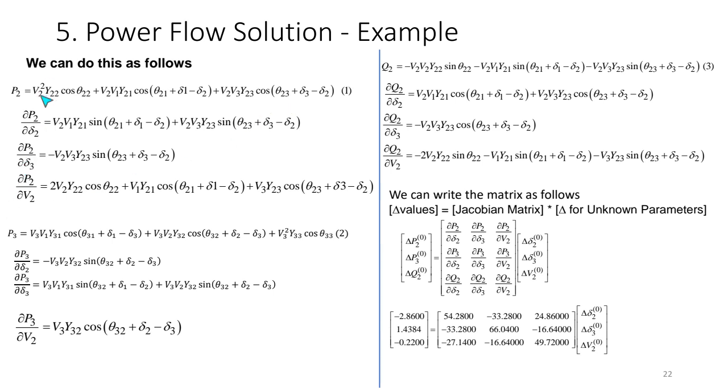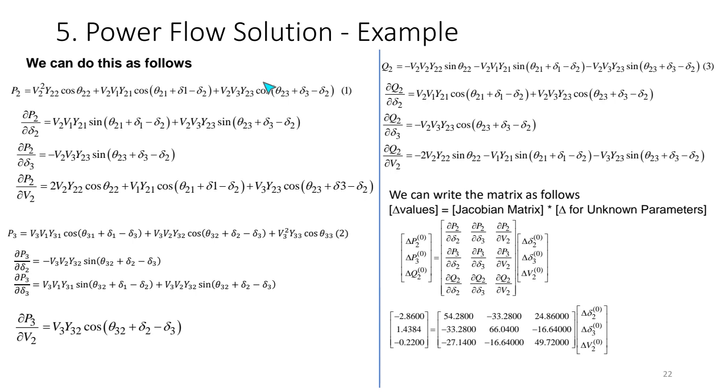So the next step, we have to differentiate the first equation again, now with respect to delta 3. There is no delta 3 in the first term, and in the other term there is delta 3. If we differentiate delta 3, it becomes 1, and the cos becomes minus sine. So that's what you are looking at here. So we are writing V2, V3 and sine of theta 23 plus delta 3 minus delta 2.